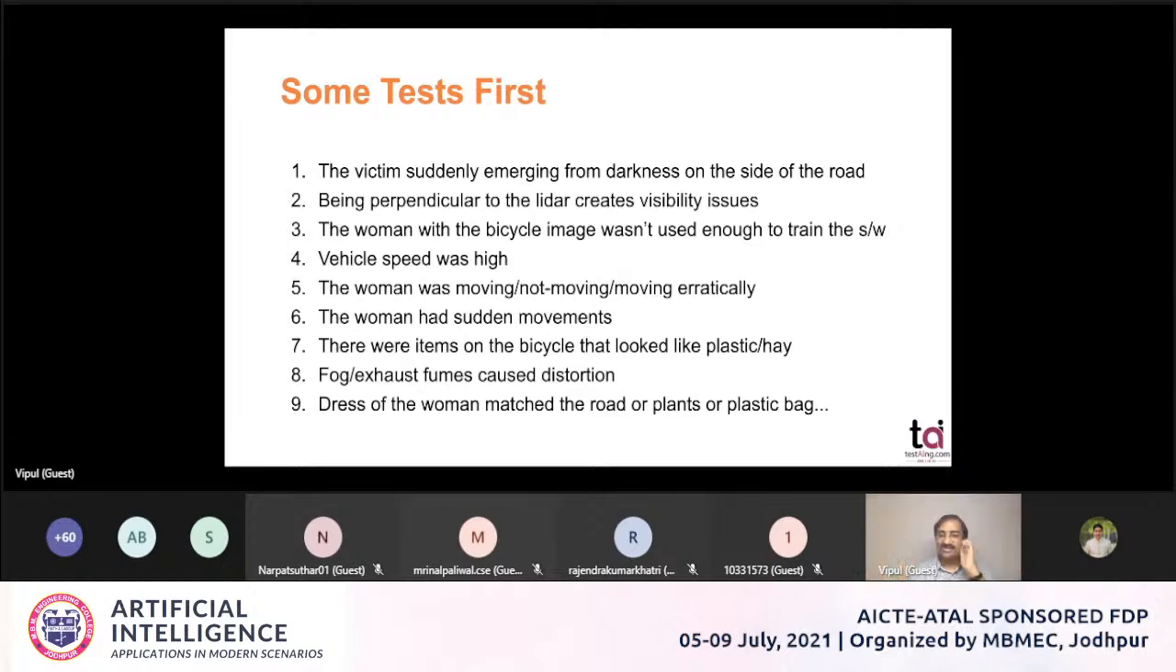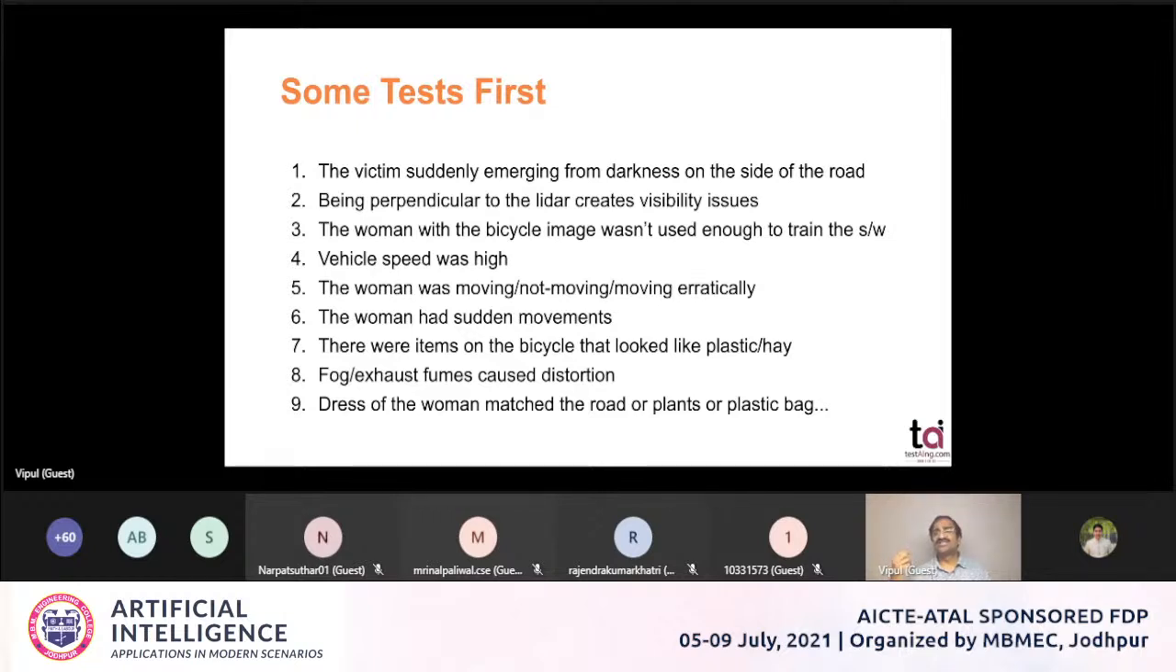It was totally covered with hay or something else, and so it was not recognized as a bicycle. Maybe it was recognized as a shadow. Maybe the woman's clothes had a lot of green or flowers and all, so it thought maybe it's just part of the road. There are flowers there. So you have to look at all of these scenarios. Maybe the woman was actually moving erratically, or not moving, and so on. Or there were sudden movements. Or there were exhaust fumes which caused distraction. Infinite scenarios can be there.